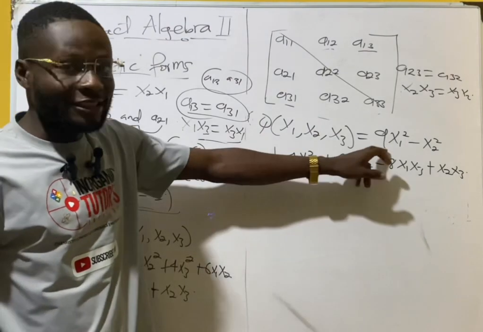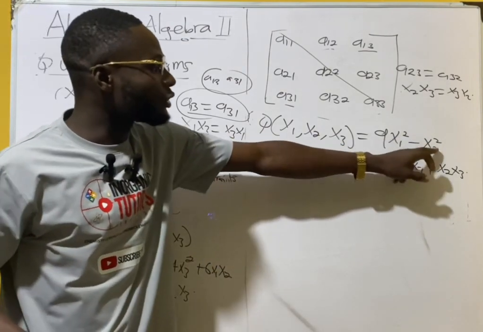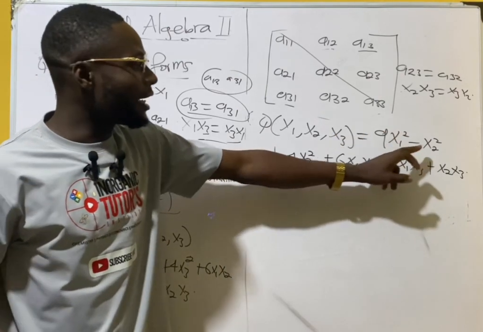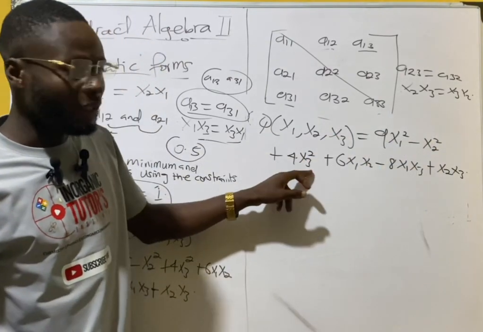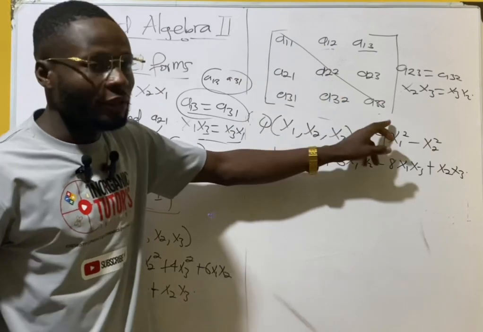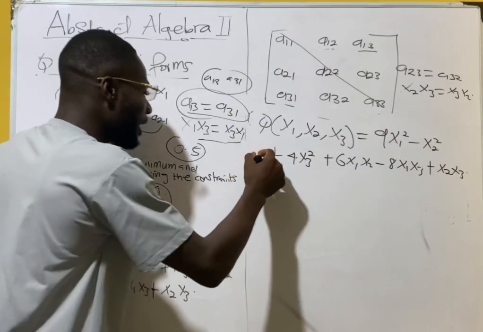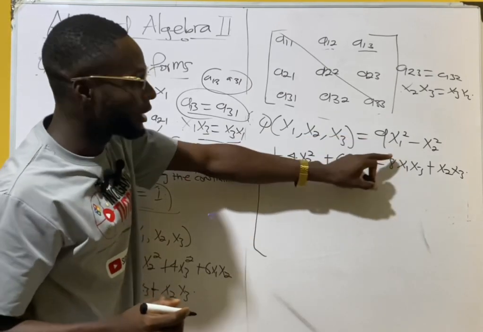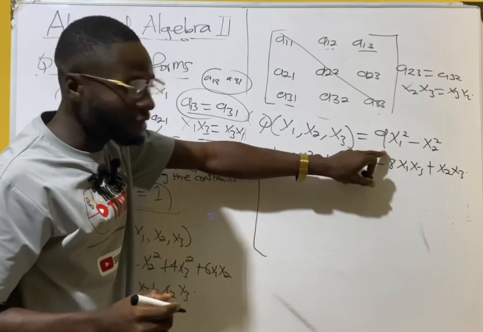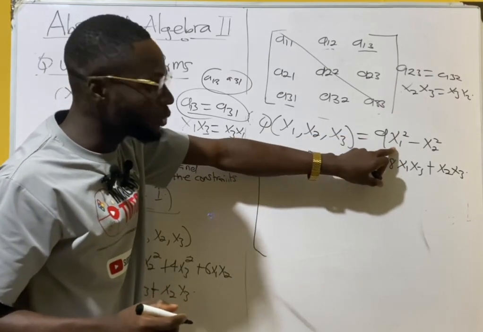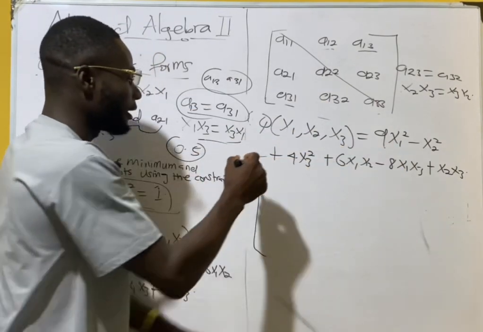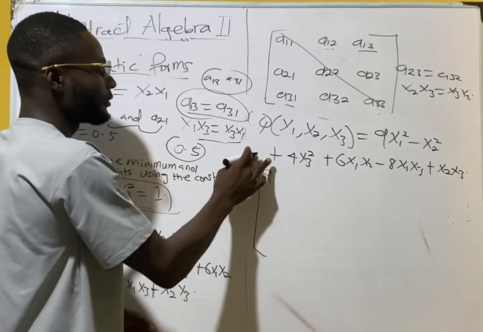So as I said earlier, the squared terms represent your main diagonal. So x1 squared, x2 squared, x3 squared represent your main diagonal. The coefficient of x1 squared represents our a11, and that is 9. So we have 9 here.